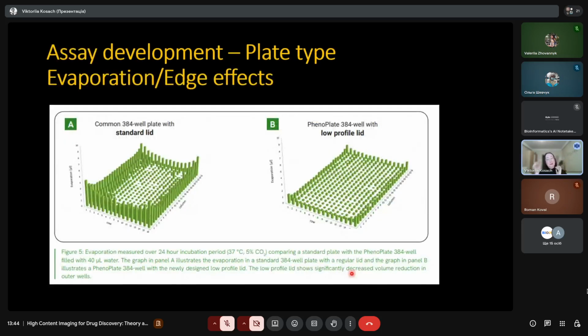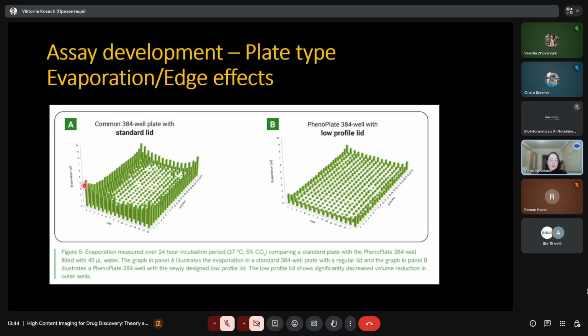And a bit more about plate type and some effects that could influence your assay. It's the evaporation from the plate, or so-called edge effects. You can see these columns are a representation of separate wells in the plate. So this is a regular plate with a regular cover lid.